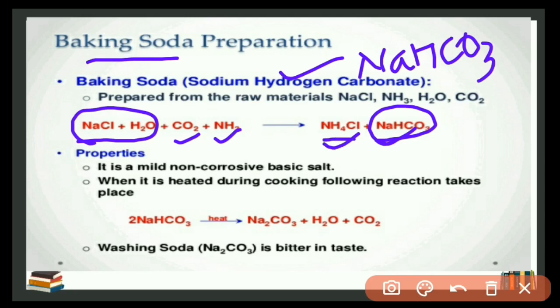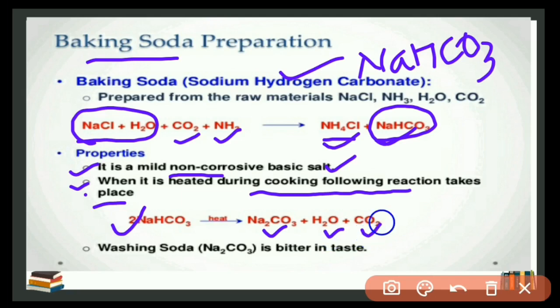Its property is that it is a mild, non-corrosive basic salt. It is basic in nature, a weak base. When it is heated during cooking, the following reaction takes place. When sodium hydrogen carbonate is heated, it decomposes into sodium carbonate, water, and CO2 gas. So washing soda, sodium carbonate, is formed in this chemical reaction, and its taste is bitter.